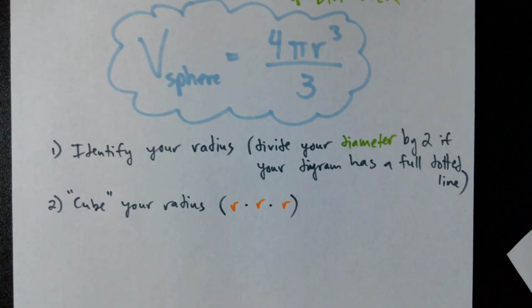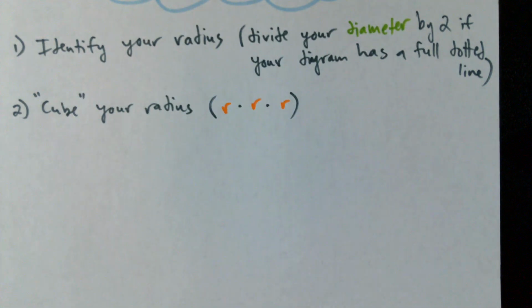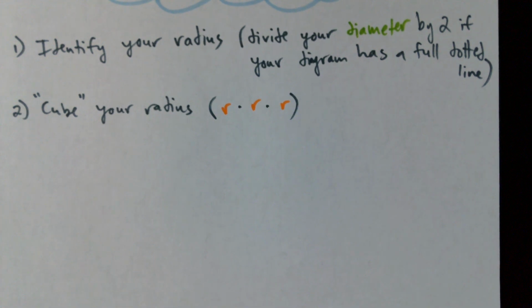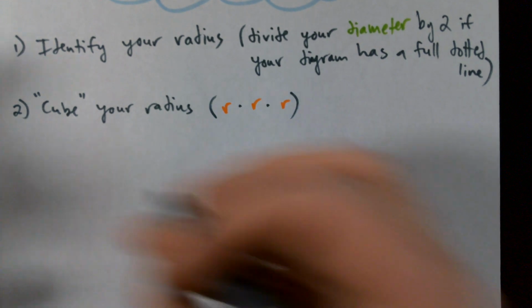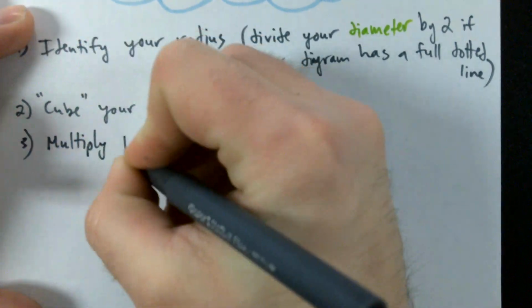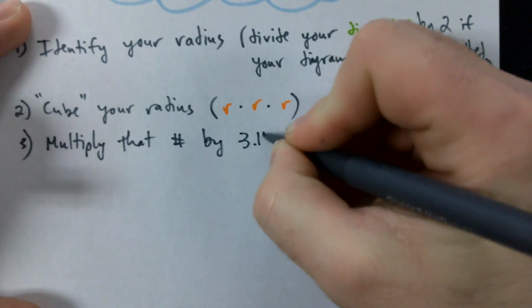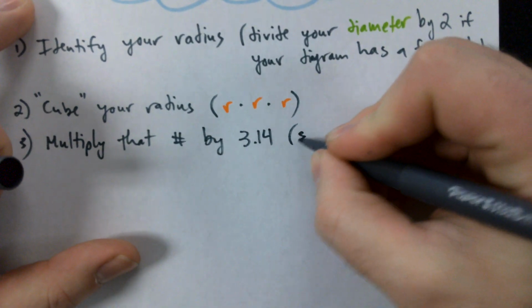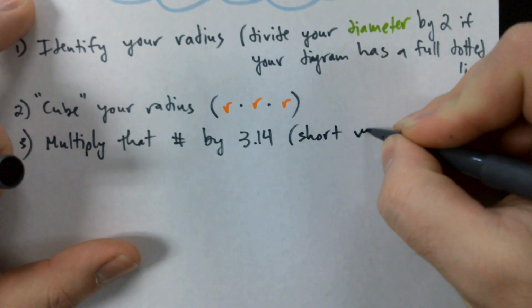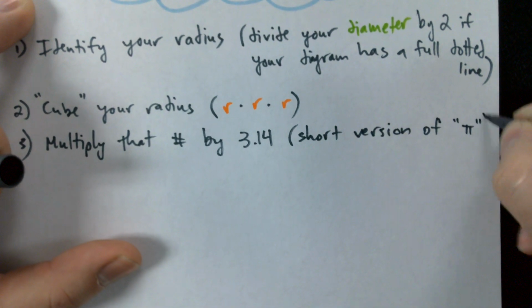We'll go through exactly how we're going to do this process using our calculators at the end once we get all of our steps written down. But there's the first 2 steps. Figure out what the radius is, then cube it. Multiply it by itself 3 times. The third step, whatever number that is, you're going to take that number and you're going to multiply that number by 3.14, the short version of pi.